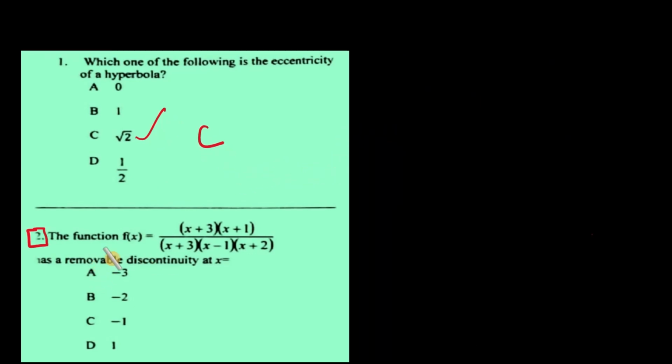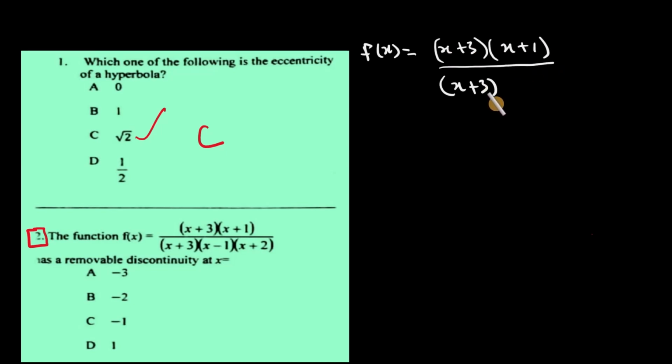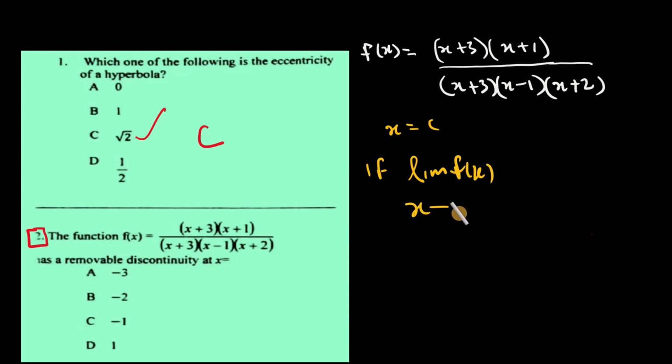Number 2. The function f of x is equal to (x plus 3)(x plus 1) all over (x plus 3)(x minus 1)(x plus 2) has a removable discontinuity at x equals to: A, minus 3; B, minus 2; C, minus 1; D, 1. A function has a removable discontinuity at a point, say x equals c, if the limit of f of x as x tends to c is not equal to f of c.